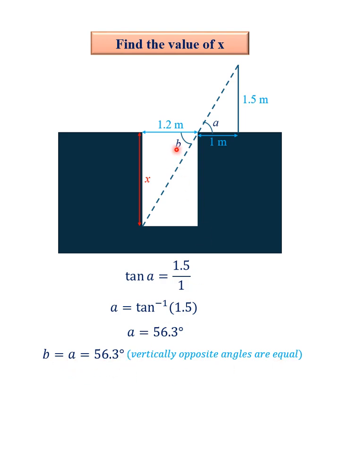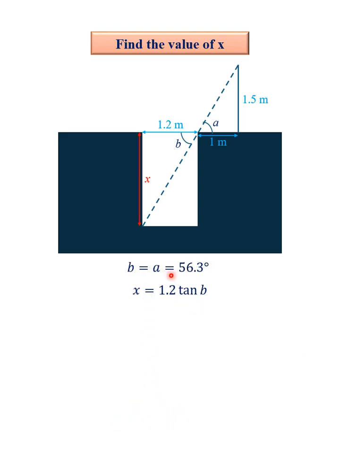Now that we know angle B, it becomes very easy to obtain the value x, because x becomes the opposite side of this triangle, while 1.2 becomes the adjacent side. So we are equally going to use tan for tangent for this solution. So tan B will be equal to x over 1.2, opposite over adjacent. To obtain x, we simply cross multiply, so that x will be equal to 1.2 tan B. 1.2 times tan B will give us this. Let's go to the next page.